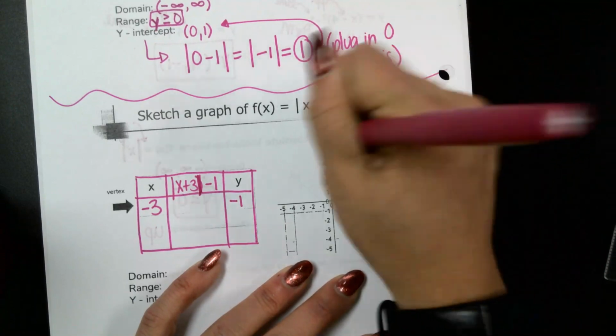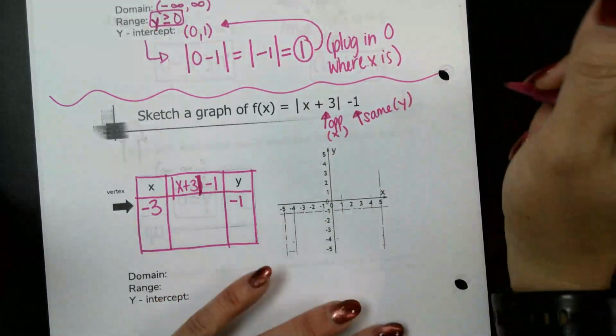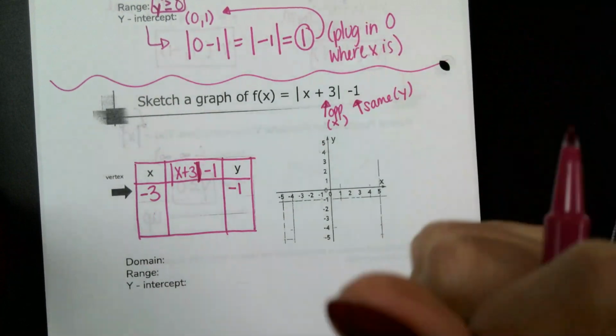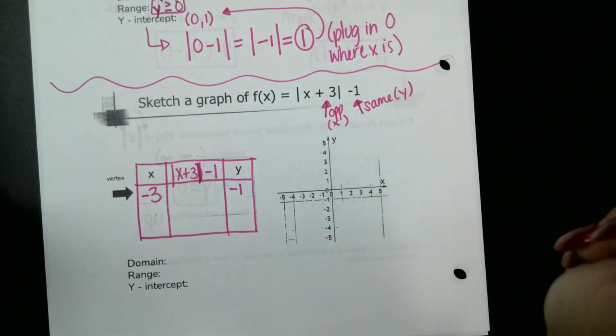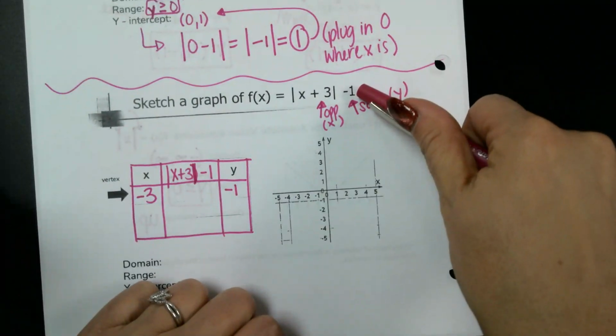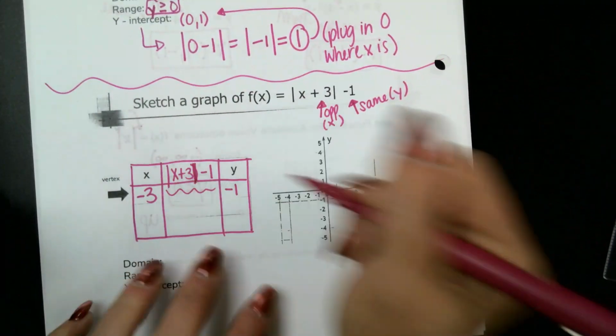This is y, this is x. I don't know how many times I have to tell you that. Everybody, when I say what's the vertex, you guys should be able to just look at these two numbers and automatically tell me. Opposite, same. Okay? You don't have to fill out the middle section for that one.